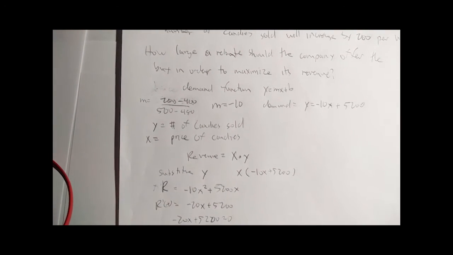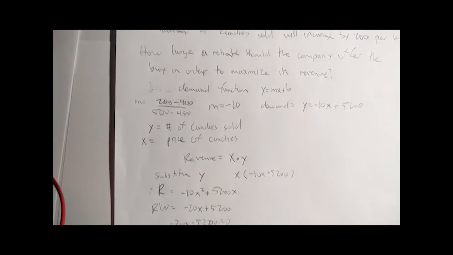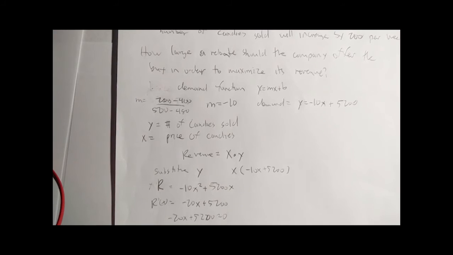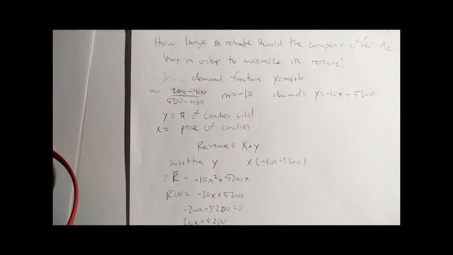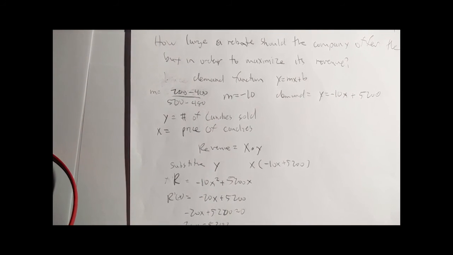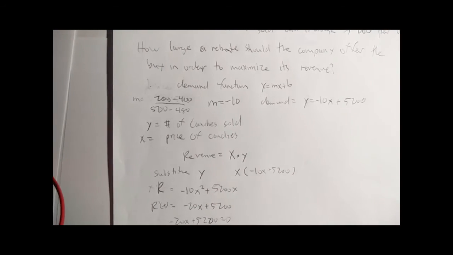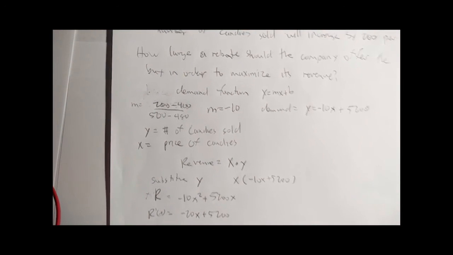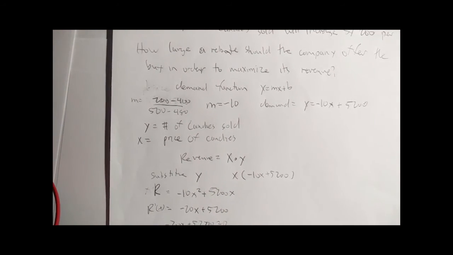So to solve this problem, we first need to find the demand function, which is linear, so it would be y equals mx plus b. And so to solve for m, we need to find the slope. And y here would be the number of candies sold, and x would be the price of the candies. And we get that the slope equals -10, and we get the b value by plugging x in and solving for b.